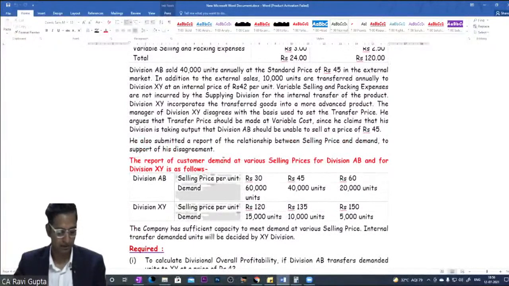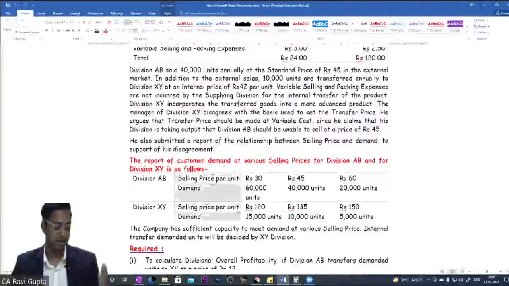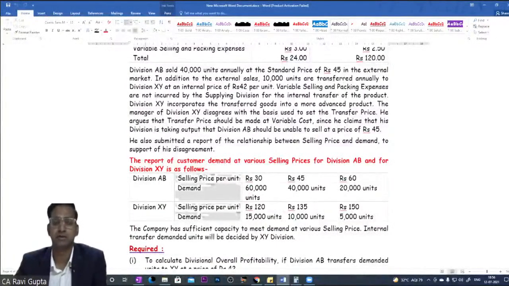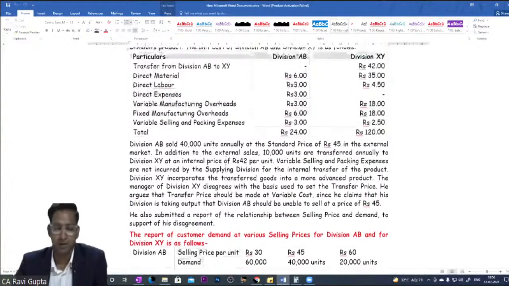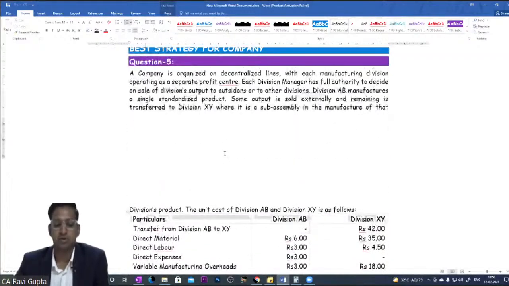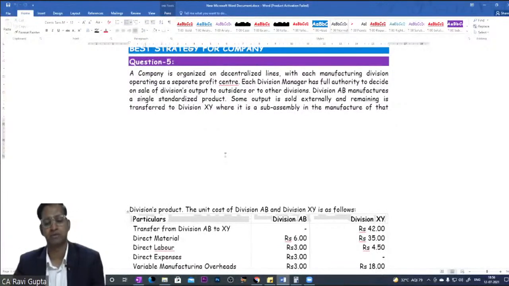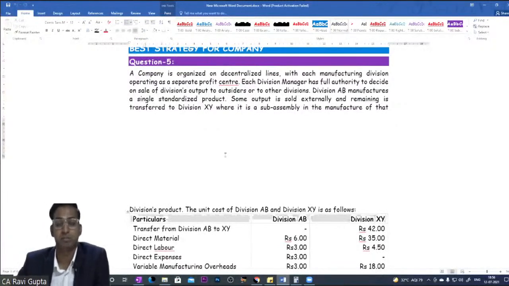Yes, Bhargavi, the profit is same as in the second scenario. That is, overall profit is same. Now, everyone, please come to question number 5. We are moving towards the best strategy questions. Best strategy question for company.